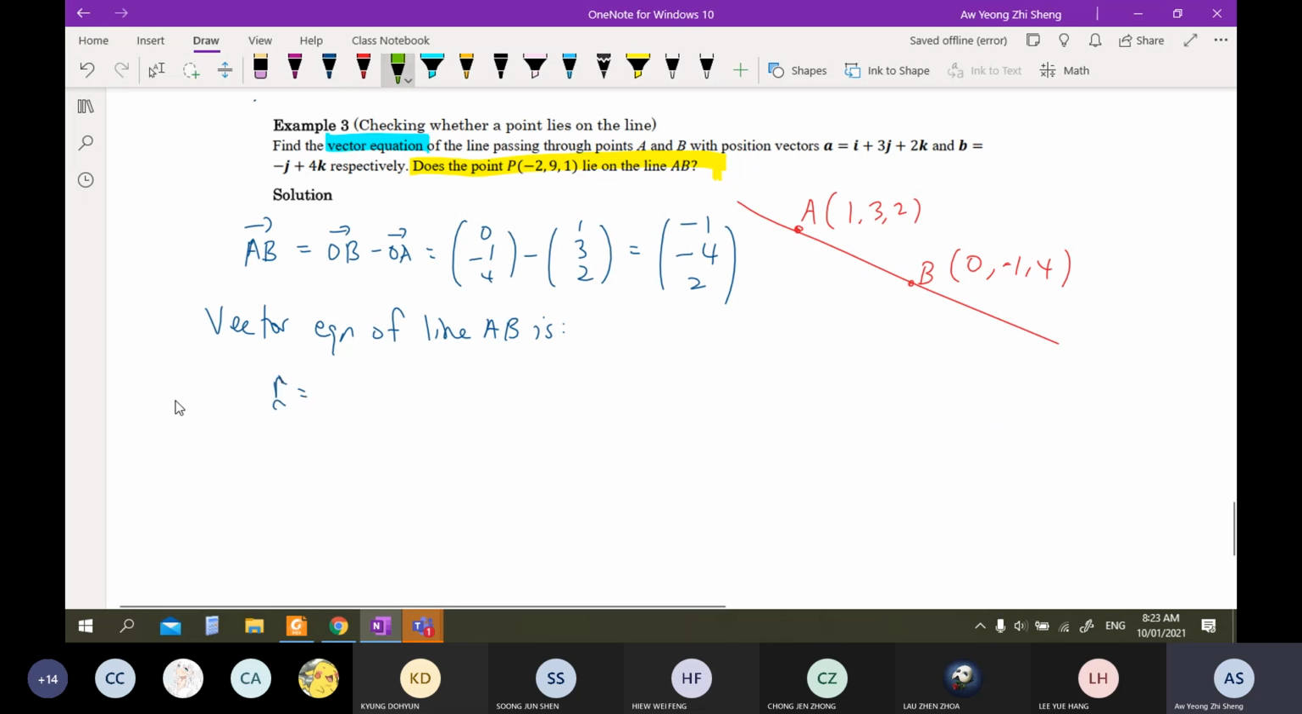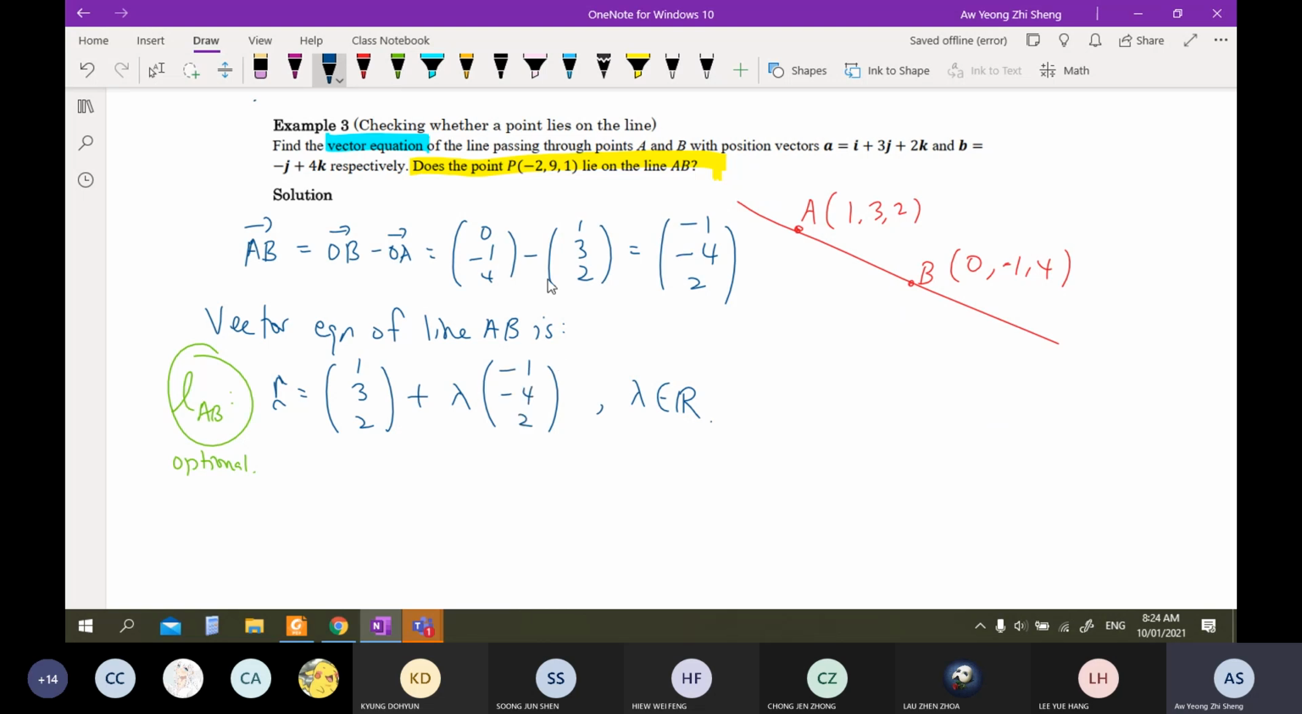Some people will prefer to introduce the notation L_AB. This one is optional. L with a subscript of AB will be understood as line AB. It is r equals to a fixed point plus lambda times the direction vector, lambda in R. That fixed point is either point A or point B. Let's choose point A this time. Then the direction vector will just be the vector AB, (-1, -4, 2). This one, just bring it down here. Okay, and there you have it, the final answer for your first task.